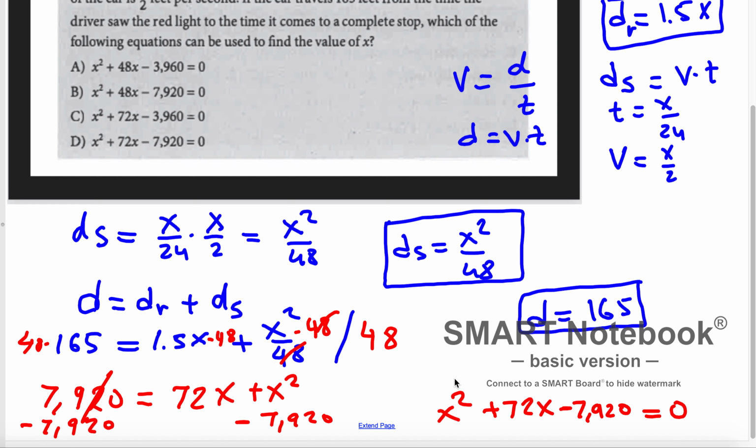7,920. And if you look in here, which one is the best answer that corresponds with our reasoning is answer D. So D is the right answer.